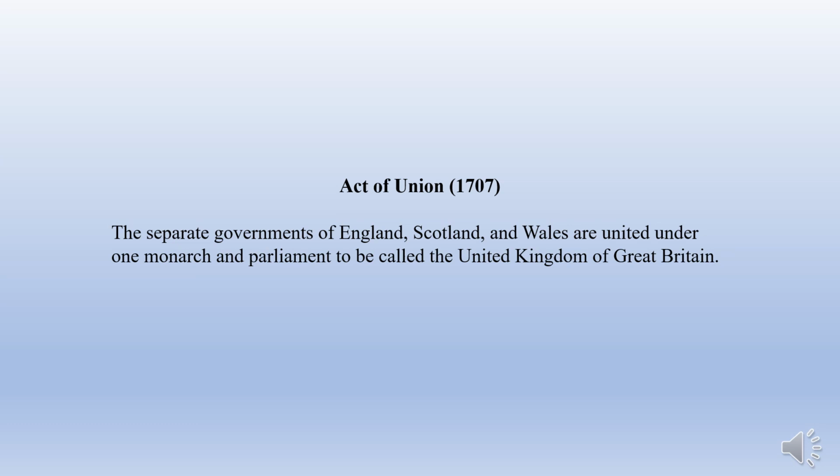Now, why does she go from being the Queen of England and Scotland to being the Queen of the Great Britain, as it says in the slide? Well, in 1707, Parliament will pass the Act of Union of 1707. And what this will do is take the separate governments of England, Scotland, and Wales and unite them under one monarch and one parliament. And they will call this new entity the United Kingdom of Great Britain. This is the founding of the modern UK or Great Britain today.